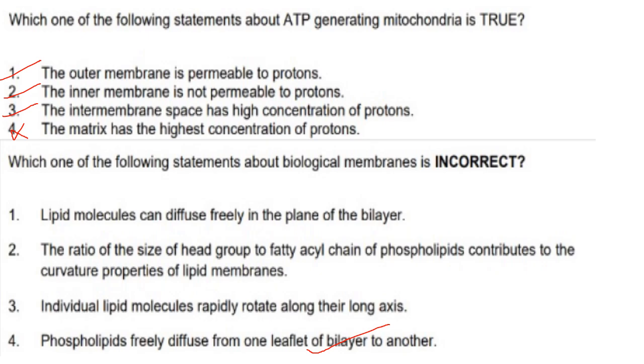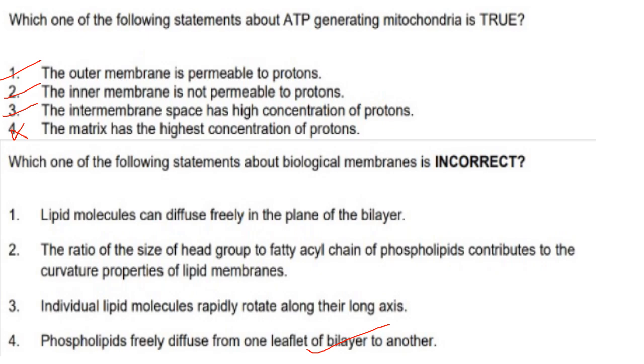Then next one. Which one of the following statements about ATP generating mitochondria is true? The outer membrane is permeable to protons. That is correct. The inner membrane is not permeable to protons. That is also correct. The intermembrane space has a high concentration of protons. Yes. The matrix has the highest concentration of protons. No. So the question should have been which of the following is not true. Since they have asked true, 1, 2 and 3 are correct.